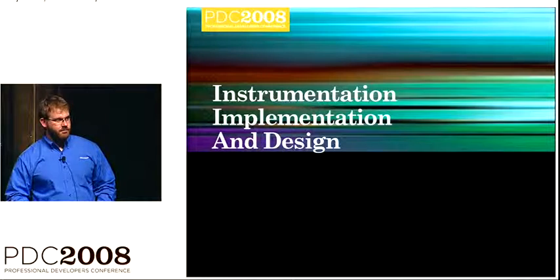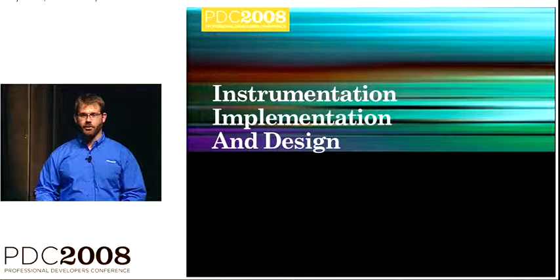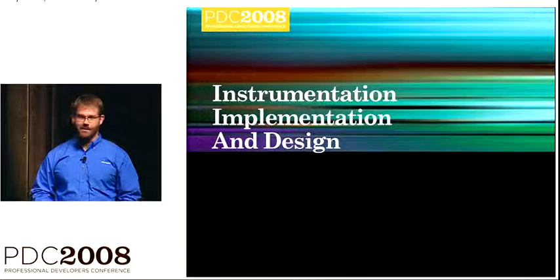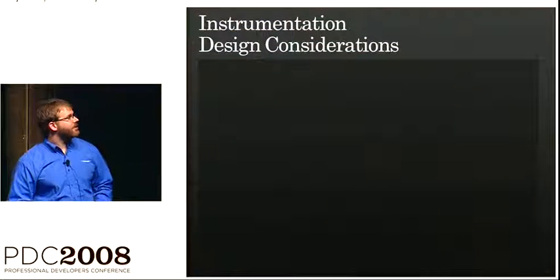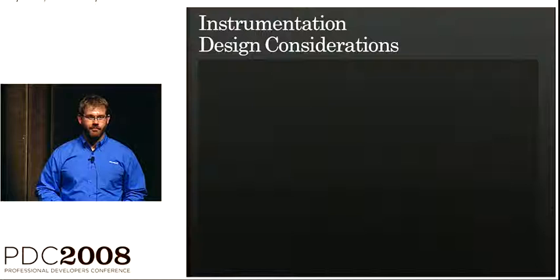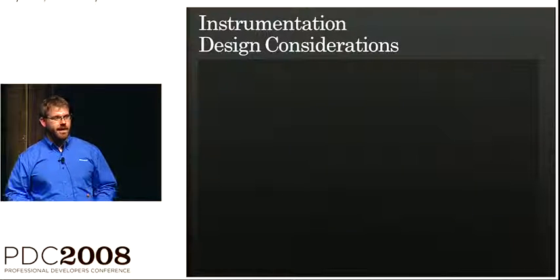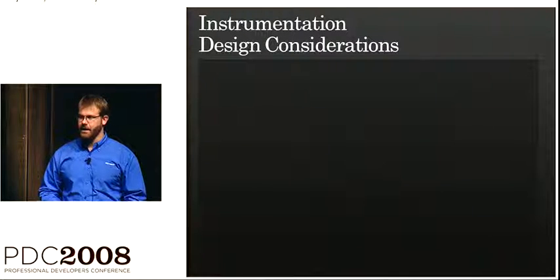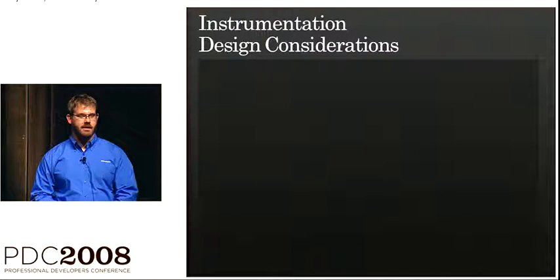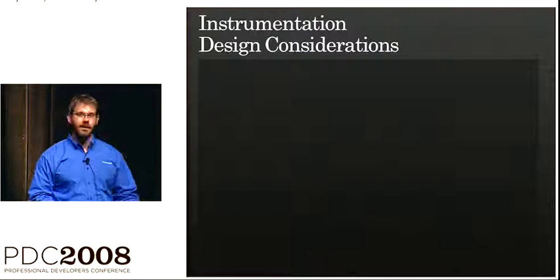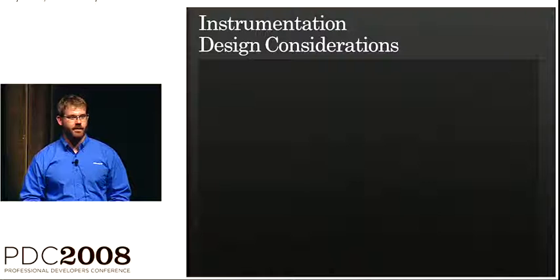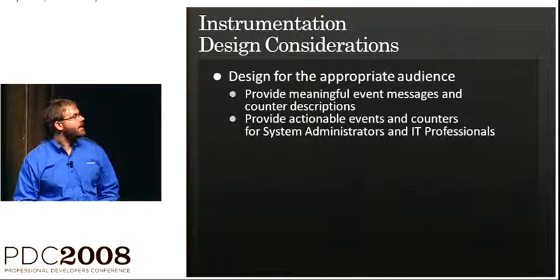So now we've talked about what instrumentation is. We've talked about the improvements we made in Windows 7. Now let's take a look at how we design instrumentation. Instrumentation design is very critical. If you don't write your events in a way that somebody can consume them, in a way that they're useful to somebody, whether that's you yourself, somebody else on your development team in your own company, or an IT admin trying to work with your software, they're kind of useless.